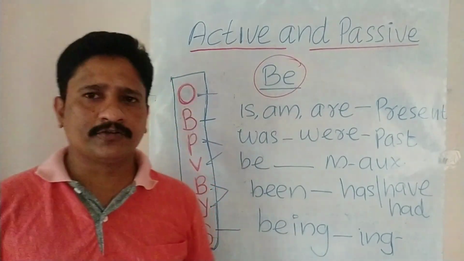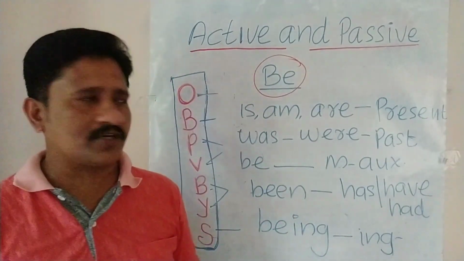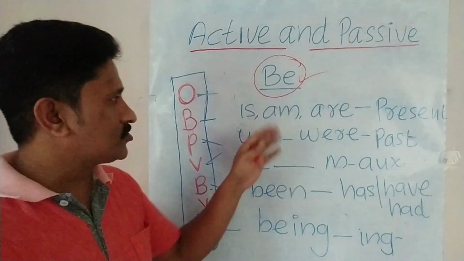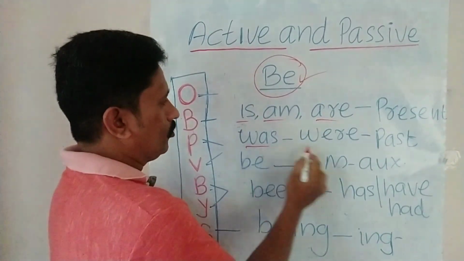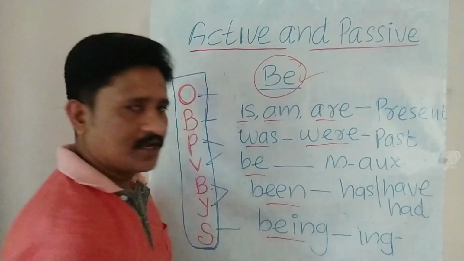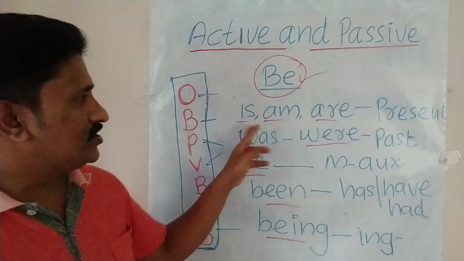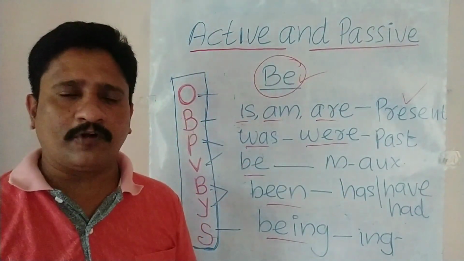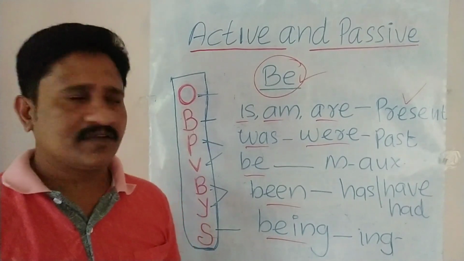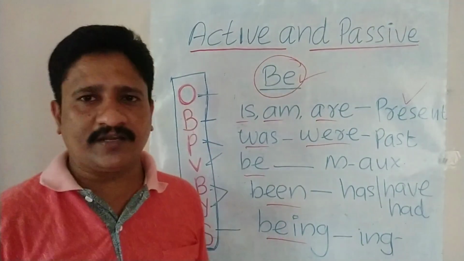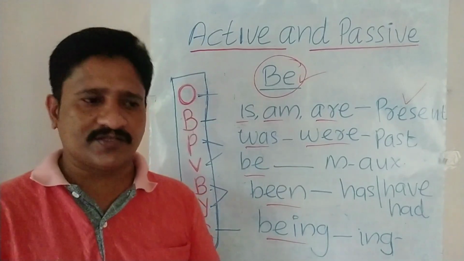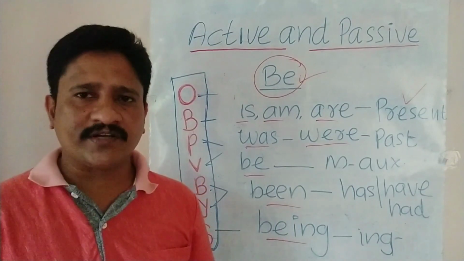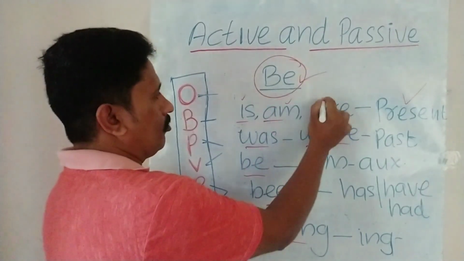So as I told you, the first step is to begin with the object. Okay, and the second step is to use an appropriate be form. There are many be forms to choose from: is, am, are, was, were, be, been, and being. So when do we have to choose is, am, are? When the sentence in active voice has the present form of the verb, present tense. If the verb in the active voice sentence is in simple present tense, that is, the subject is immediately followed by a verb in present form, use is, am, or are.